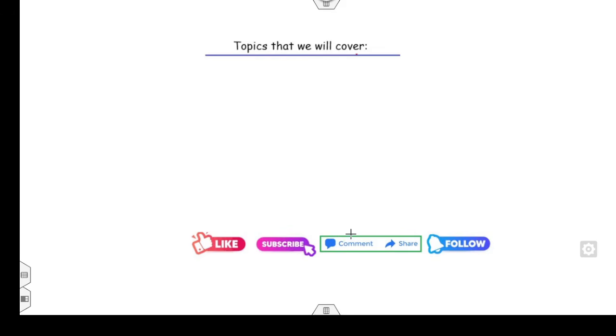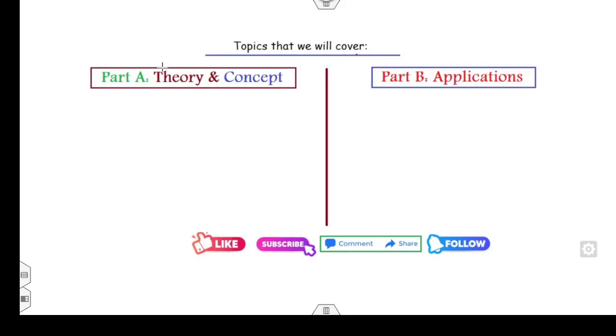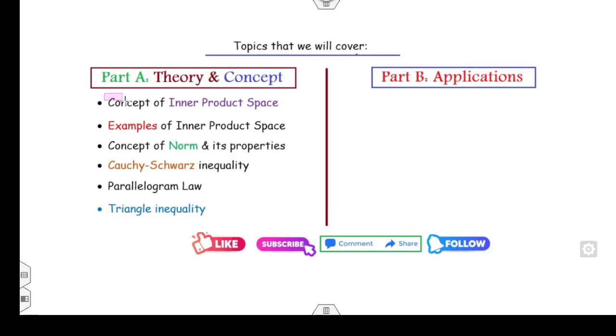In this lecture series, we have divided the series into two parts. In the first part, we will cover the theory and the various concepts, and then we will discuss the various applications. Related to the theory and concepts, we first define the concept of the inner product space. What are the various examples of the inner product space? And then we will define some of the norms and the various inequalities.